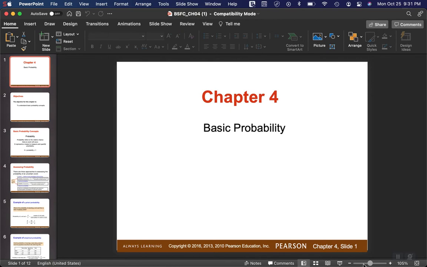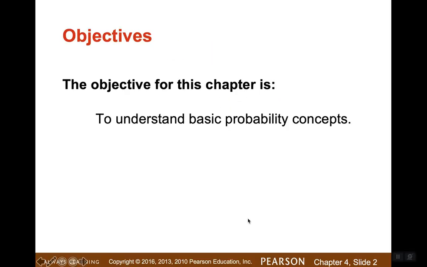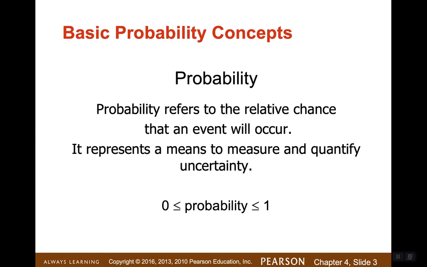So for starters, the objective of this chapter is really to understand the basic probability concepts. Probability, a little definition, refers to the relative chance that an event will occur. What we're trying to do is some sort of approach to measure and quantify uncertainty. What is the likelihood that something might occur?